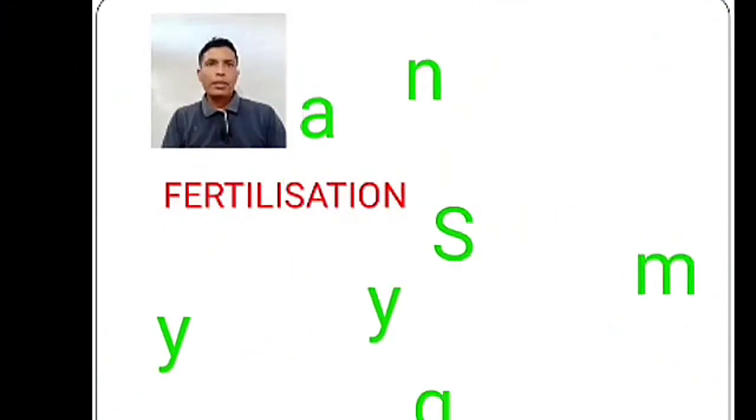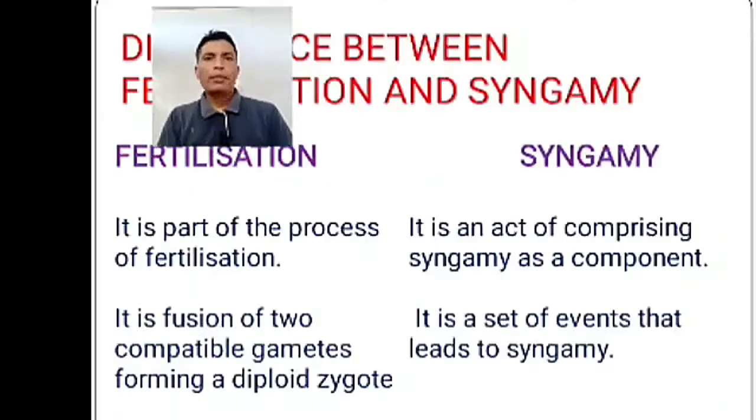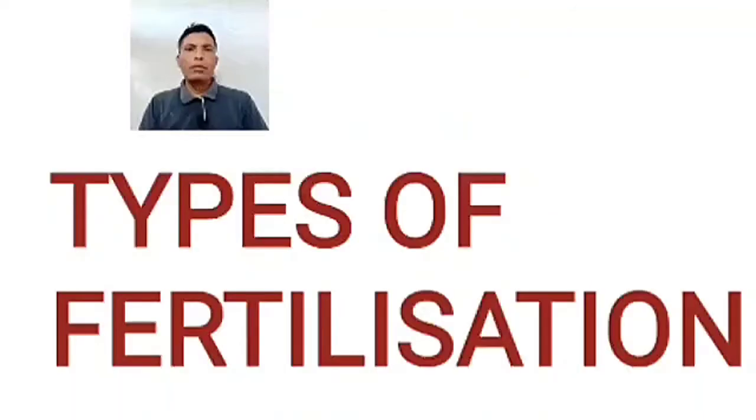As you know, fertilization is a fusion of male and female gamete to form zygote. This process is also called syngamy. Here, let us try to know the differences between fertilization and syngamy. Now let us know the types of fertilization. Depending upon the place of syngamy, fertilization is of two types, external and internal.